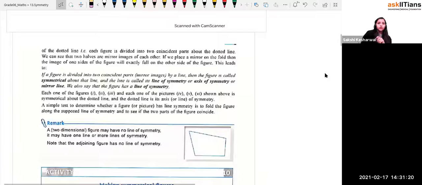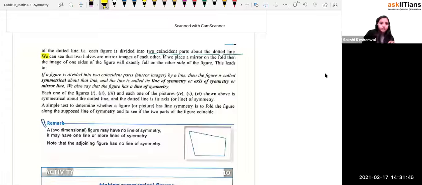Just see over here, along the dotted line each figure is divided into two coincident parts. It means if you divide it, it has to look the same. You cannot differentiate the left part and the right part, right? If I rotate the figure in any direction, you cannot say that this one was the left and this one was the right. So we have seen that the two halves are mirror images of each other, right?